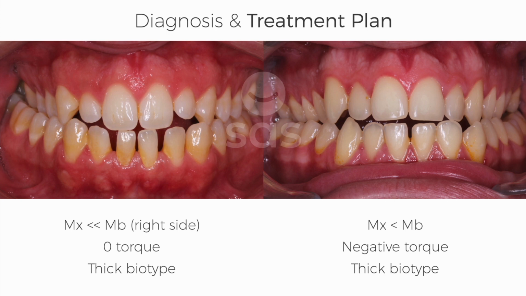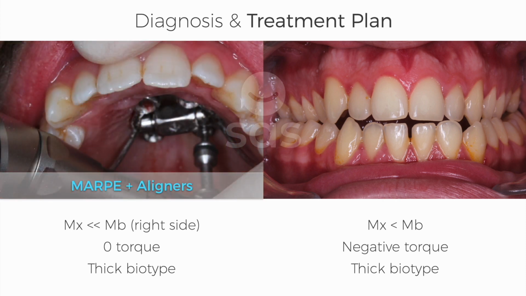In the next case, the upper bone width on the right side indicates that the first treatment option should be the placement of a MARPI. In the last one, the negative posterior torque and the thick biotype allow us to solve crossbite with aligners and elastics in an easy way.